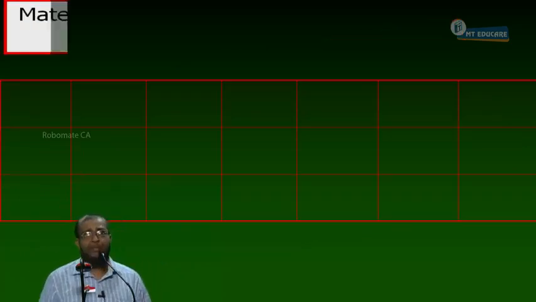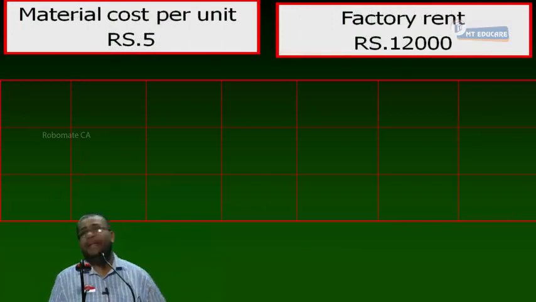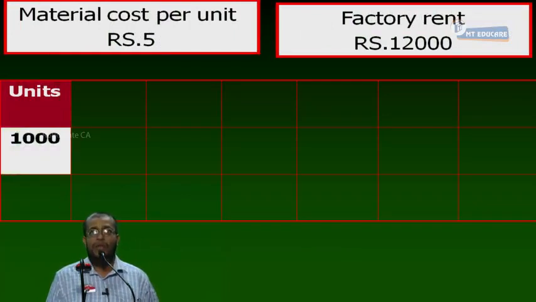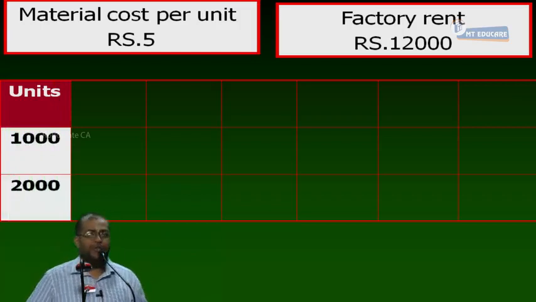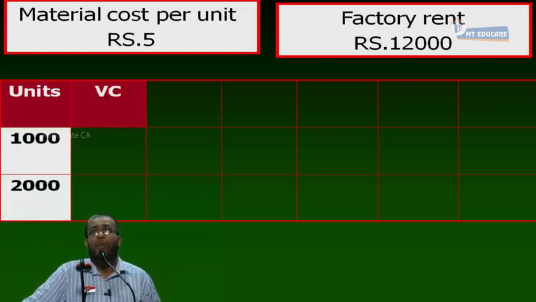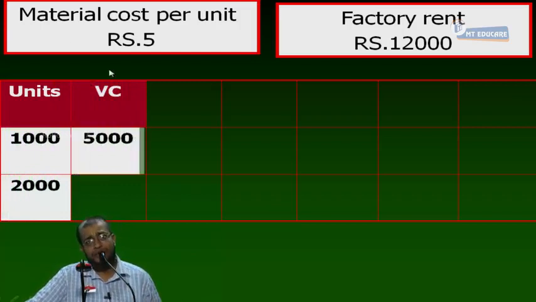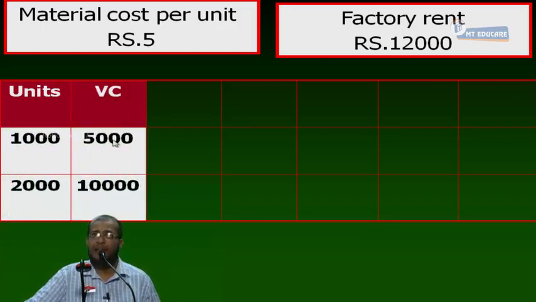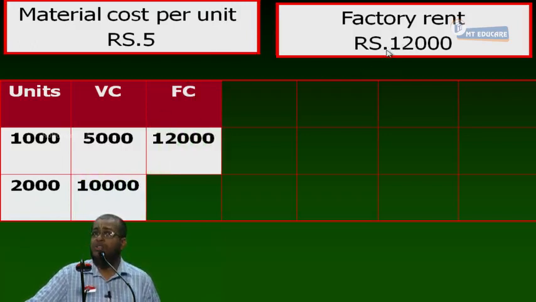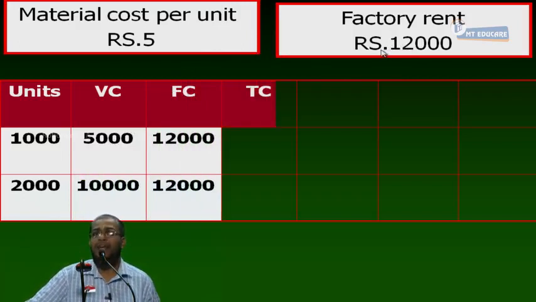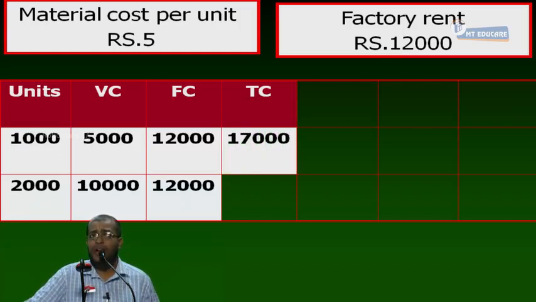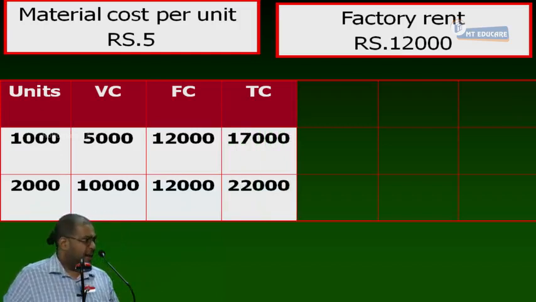Now, let's make some more observations. Please participate. Material cost is 5 per unit and factory rent is 12,000. Take 2 volumes: 1,000 units and 2,000 units. What is the variable cost of 1,000 units? 5,000. 2,000 units? 10,000. What is the fixed cost of 1,000 units? 12,000. 2,000 units? 12,000. Exactly. What is the total cost of 1,000 units? 17,000. 2,000 units? 22,000. Everybody understanding it or not?